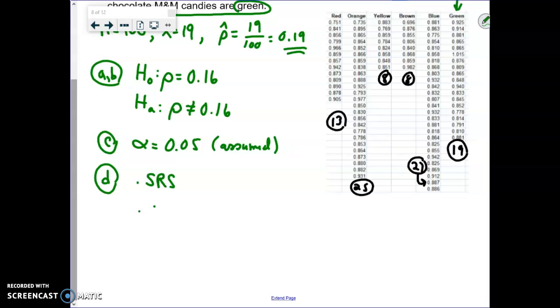Now, also the sample size has to be less than 10% of the population size. So how do you figure that? Take 10 times your sample size. 10 times 100 is 1,000. Now, ladies and gentlemen, we know there's more than 1,000 M&Ms out there. So we can safely say that because there's more than 1,000 M&Ms out there in the population, our sample size of 100 is less than 10% of the population.